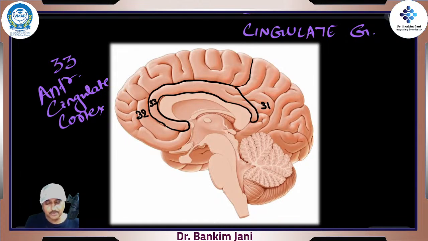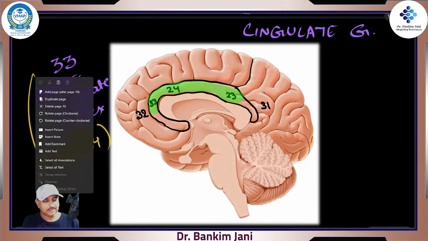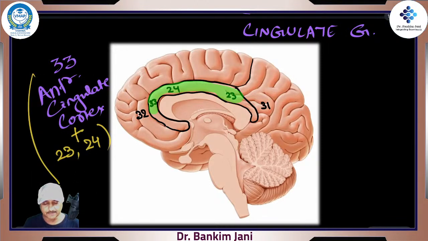Things don't end at this point. Besides this 33, over here it is area 24 and over here it is area 23. So this whole thing, collectively, all the way, is what is called the anterior cingulate cortex. So not only area 33, but we write plus area 23 plus area 24, collectively the anterior cingulate cortex. 32, 31, you know it very well.